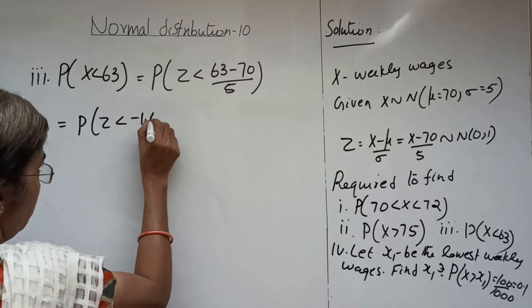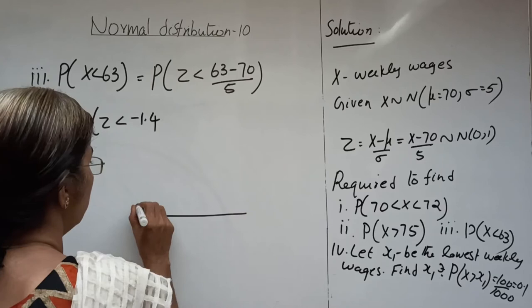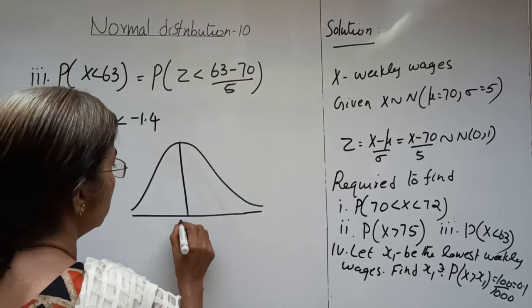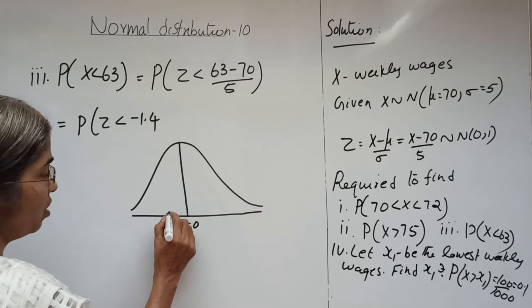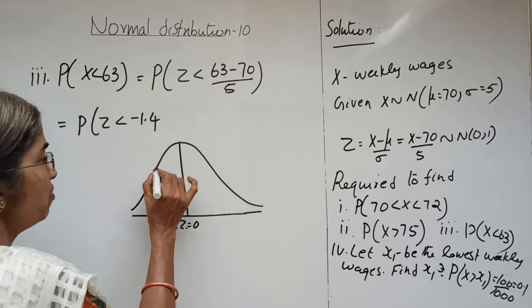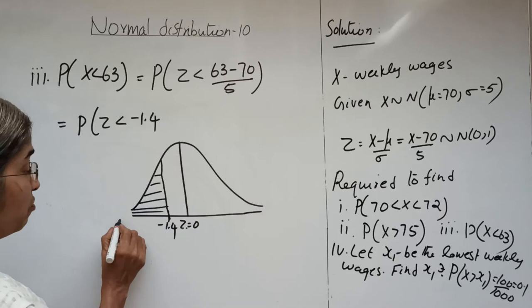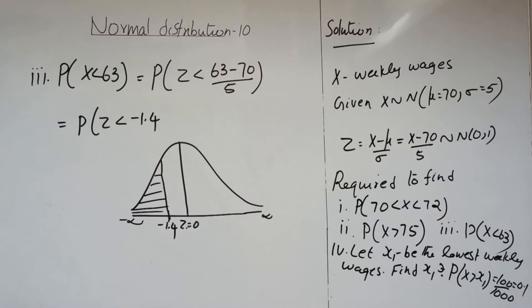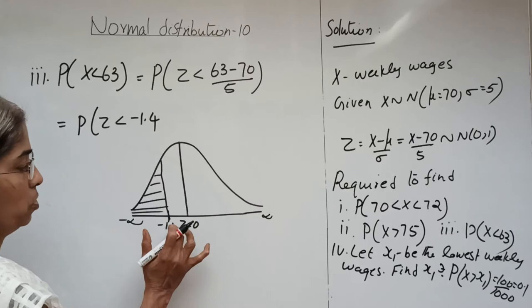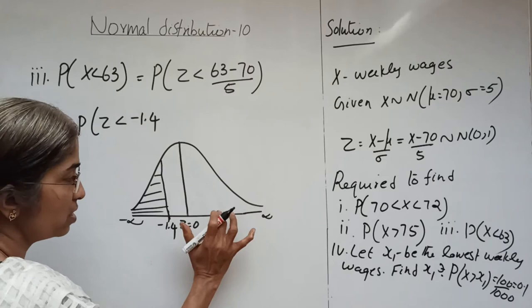So we consider the standard normal curve, and the distribution is symmetric at z equal to 0. Here it is minus 1.4 somewhere here. We require the area z less than minus 1.4, that is, from minus infinity up to minus 1.4. This is the required area. As this distribution is symmetric at z equal to 0, corresponding to this area on the right side is z greater than 1.4.